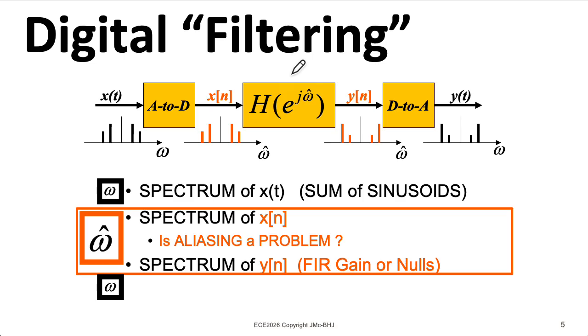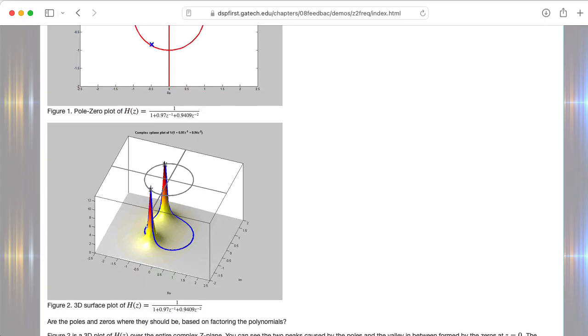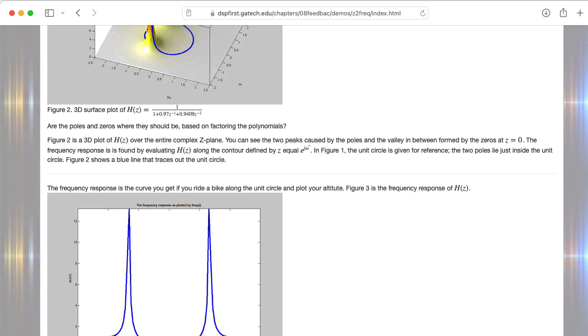Some of them may be boosted, some of them may be attenuated, some of them may have the same amplitude and just have their phase changed, and some might be killed altogether. Now, all of our examples for now are for finite impulse response filters, but this idea also applies to the infinite impulse response filters we'll look at later.